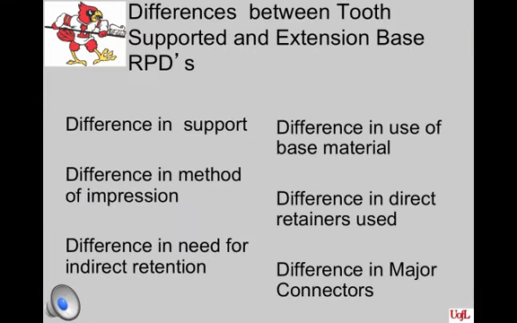There are several differences between tooth-supported and extension-based removable partial dentures. The Kennedy Class 3 and 4s are the tooth-supported dentures, and the Kennedy Class 1 and 2 have extension bases. We will have a different set of rules for the tooth-supported RPDs than we do for our extension-based RPDs. The differences are in the support, the method of impression, the need for indirect retention, the base material used, direct retainers that are used, and the major connectors. We'll talk about each of these.